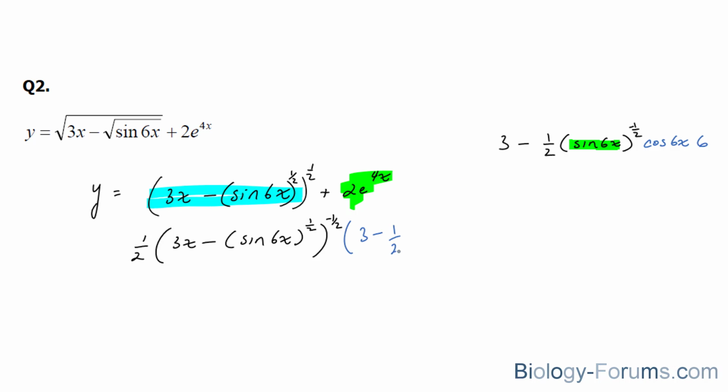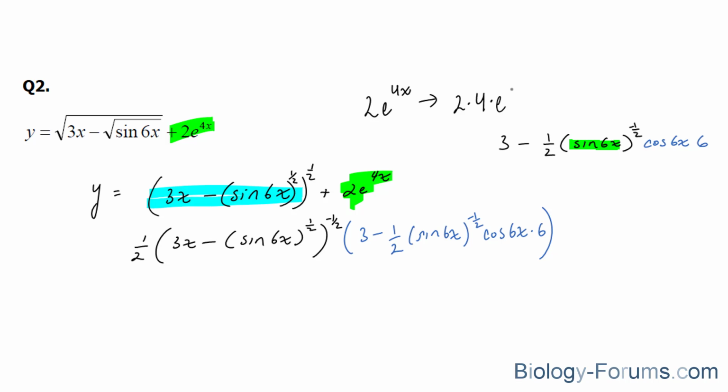3 minus half sine 6x to the negative 1 over 2 cosine 6x times 6. And also, don't forget this part. So let's find the derivative of 2 times e to the power of 4x. This is quite simple. What you do is differentiate 4x, and the differentiated version of 4x is 4, and you bring it to the bottom, and you leave this exponential function the way it is. So the derivative is 8 times e to the power of 4x, and you place that right next to the function.